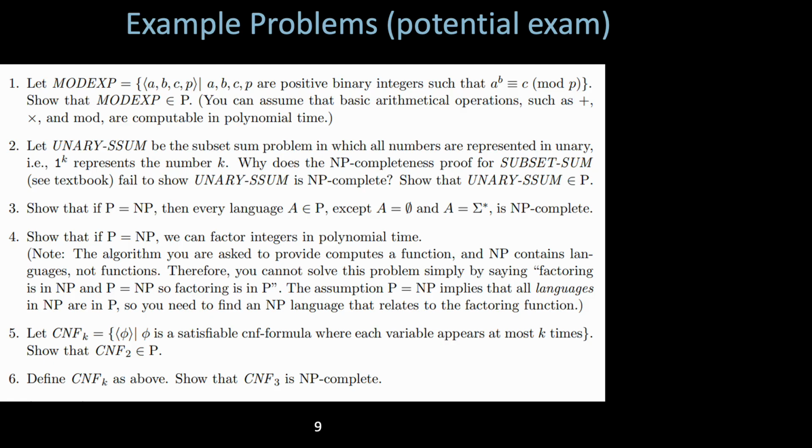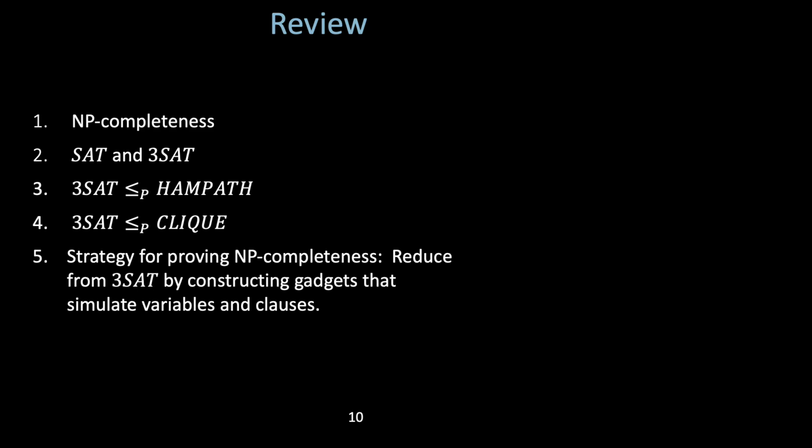There are going to be a couple of questions where you can say, if P was NP, then we could do this particular thing. So for question 3, you say, if P is equal to NP, every language is in P except A is the empty set and A is sigma star, which are not NP complete. You can also show particular things: if P is equal to NP, then we can factor integers in polynomial time, because that's a problem that we know is in NP. Okay, so those are just some example problems that I recommend working through in your own time.